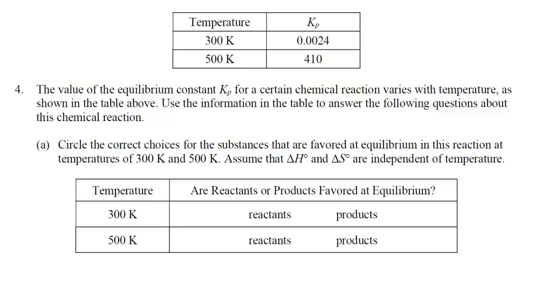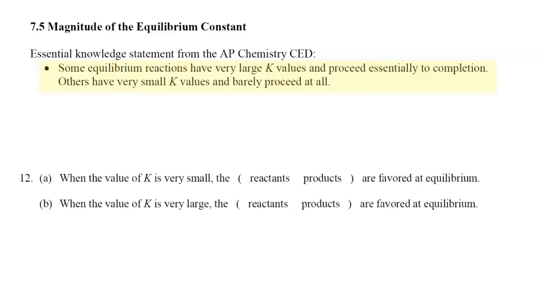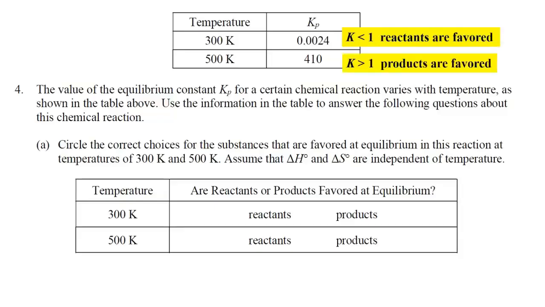Now, to answer part A, this actually goes back to unit 7, which is equilibrium. So here we have topic 7.5, magnitude of the equilibrium constant. And what we learn is that a K value can either be large or small. When the K value is very small, or less than 1, the reactants are favored at equilibrium. On the other hand, if the value of K is very large, or greater than 1, then the products are favored at equilibrium. So based on the information in the table here in question 4, we can see that at 300 Kelvin, the value of K is less than 1, so the reactants are favored. And at 500 Kelvin, the value of K is greater than 1, so the products are favored. So reactants are favored at 300 Kelvin, the products are favored at 500 Kelvin.